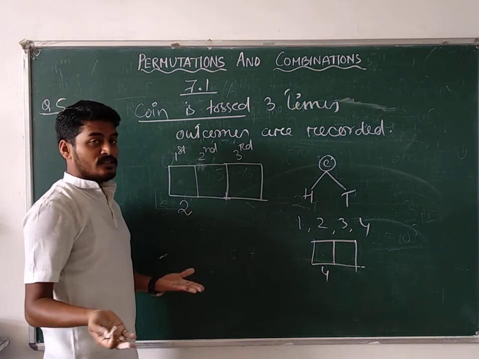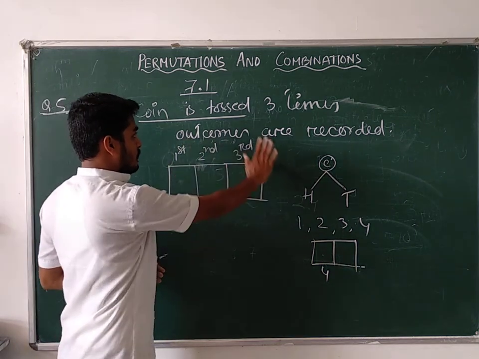Okay. It is not mentioned that. Okay, listen. Outcomes are recorded whenever the coin is tossed 3 times.